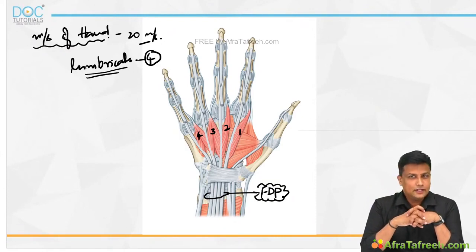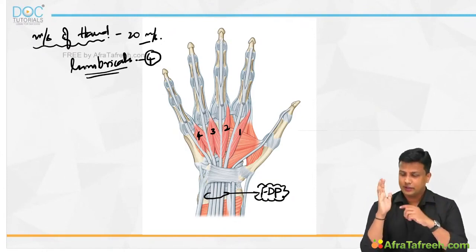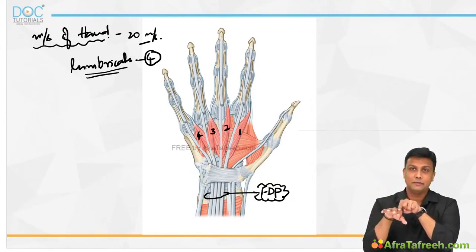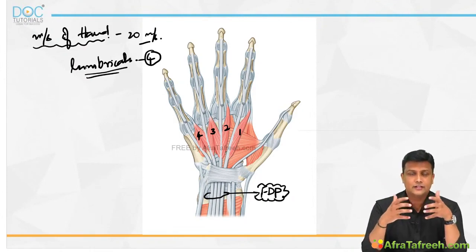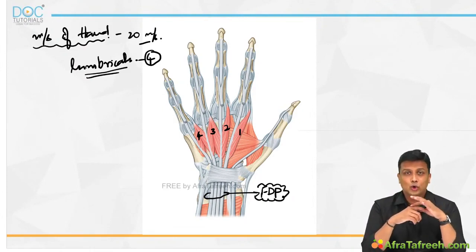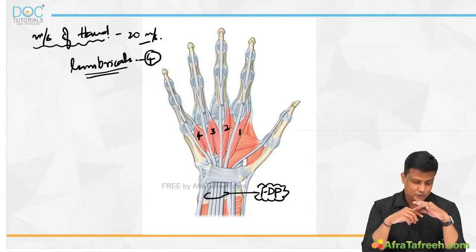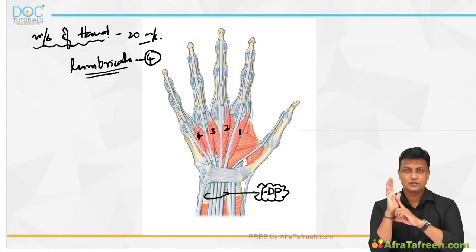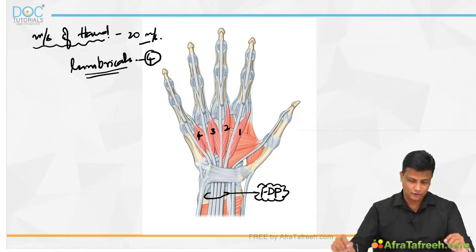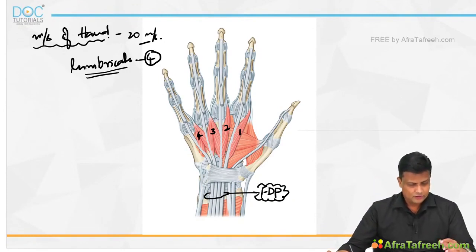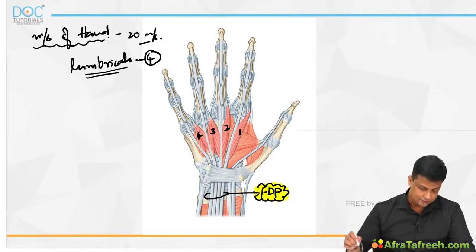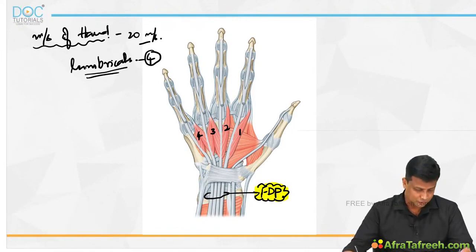Now why is the name given as lumbrical? Lumbrical means worm-like. You can clearly see in the diagram that the muscle originates from the tendon, takes a turn, goes towards the back, and gets inserted along with the extensor hood. There will be the extensor digitorum tendon there, and the lumbrical is going to insert onto it like a worm. Together that forms the extensor hood. So the first thing to remember here: the origin of lumbricals is from FDP, flexor digitorum profundus.